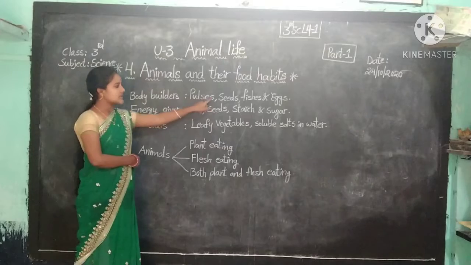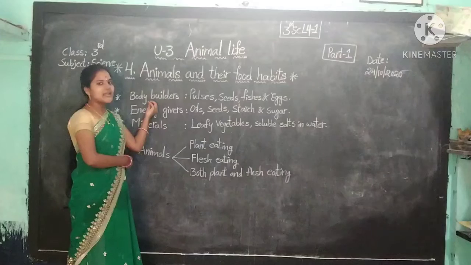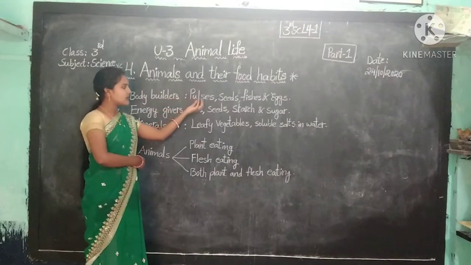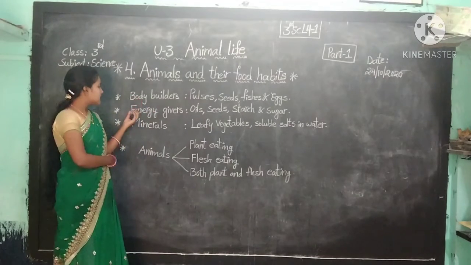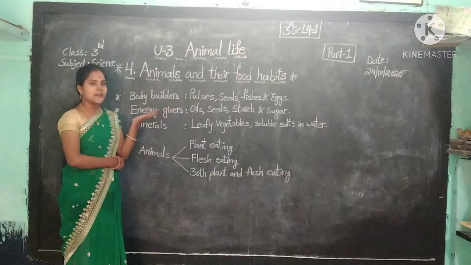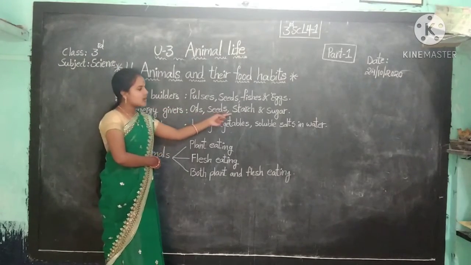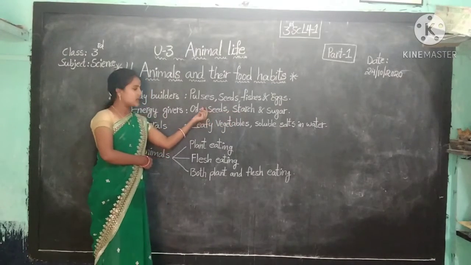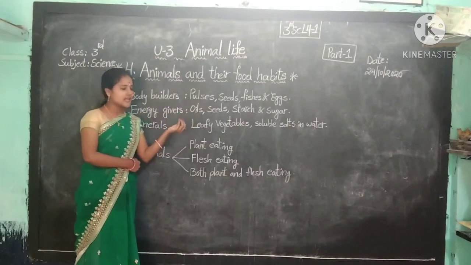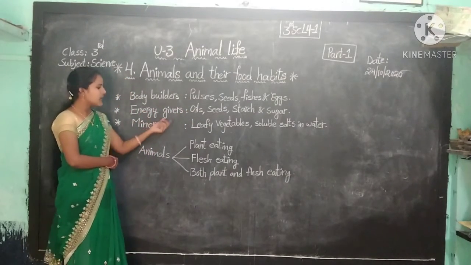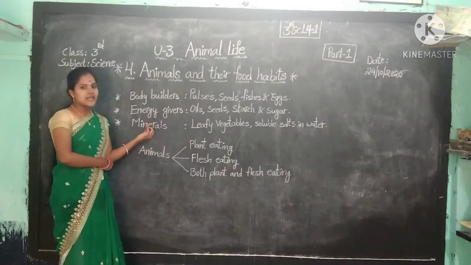Bodybuilders: pulses, seeds, fishes and eggs. These food items contain bodybuilders. Okay? These food items contain bodybuilding proteins, and these are useful for bodybuilding. Next one, energy givers: oils, seeds, starch and sugar. These food items contain energy. By eating these food items, we get energy. Next one, minerals. Leafy vegetables and soluble salts in water give us minerals.